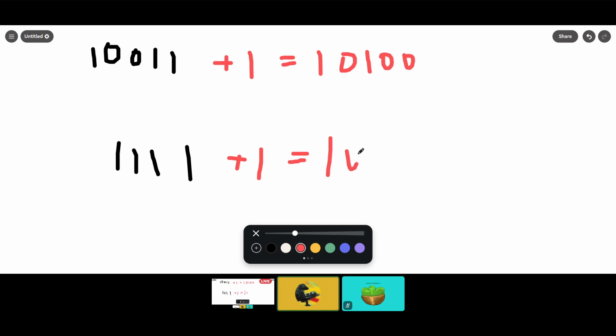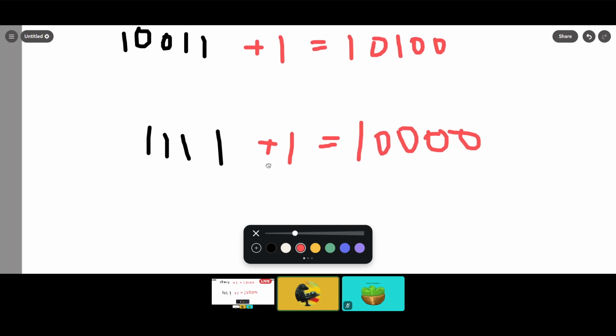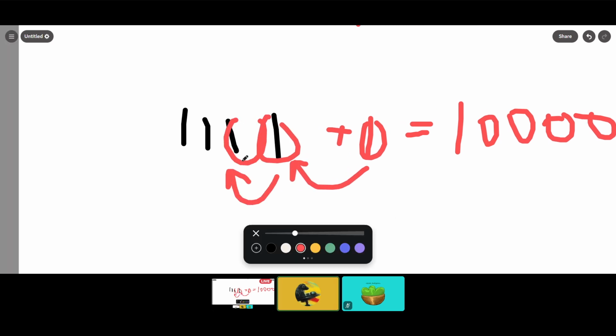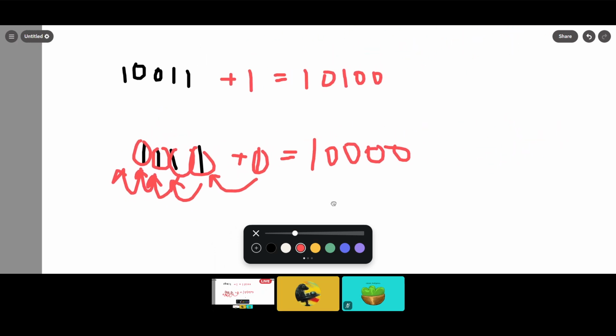Okay, the answer is 1000. Why? Ones place, add here. Oh no, no more symbols. Add here. Oh no, no more symbols. Add here. That's it. That is binary counting.